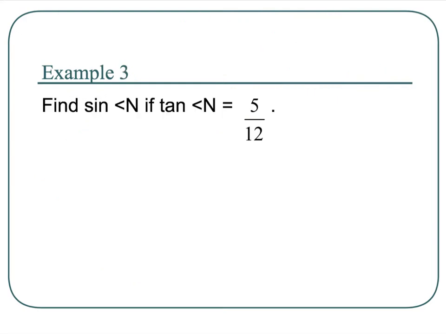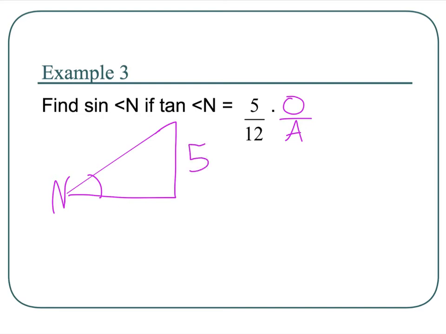Find the sine of angle N if the tangent of angle N is 5 over 12. This is a different type of problem than what we've seen. We don't have a triangle right now, but we can make a triangle with these particular values. So if I draw a triangle, let's call this angle N. My tangent is opposite over adjacent. The opposite is 5, the adjacent is 12, and there's my right angle.